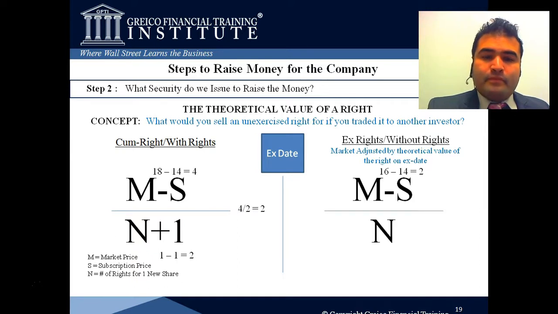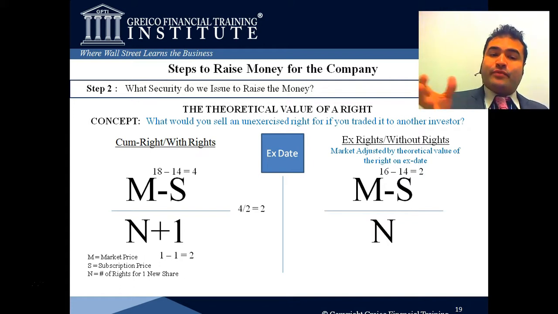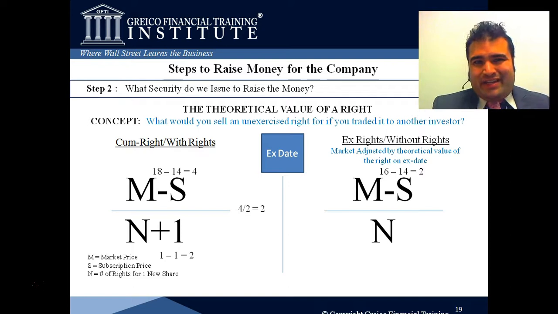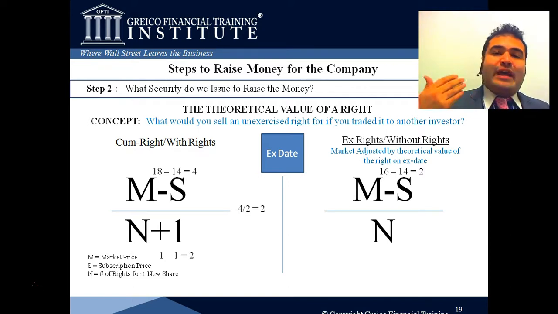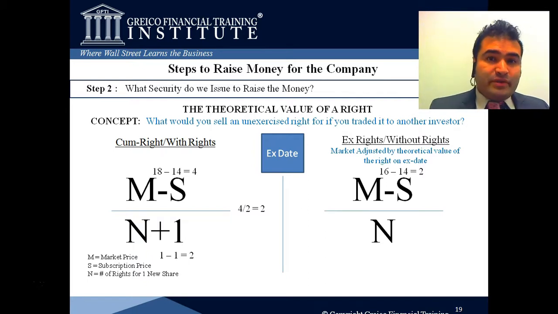So since the rights are worth $2, the market price will drop by $2. Why? Because you're not getting that $2 right anymore, because it's X date going forward. So now the stock is worth 16. The subscription price doesn't change. So 16 minus 14 equals 2. And now it's just over N. N in this case is 1. So 2 over 1. The rights are still worth 2.